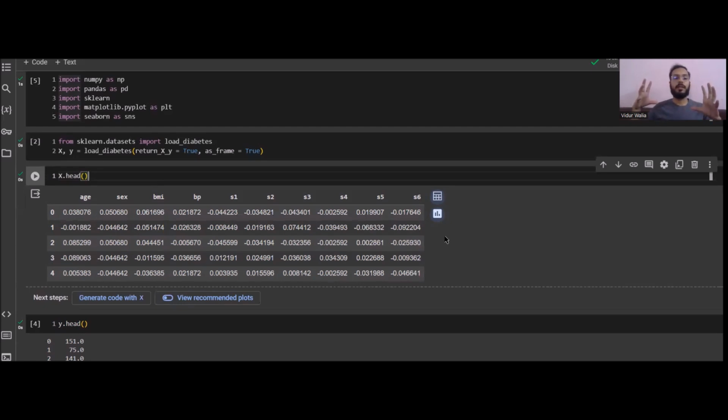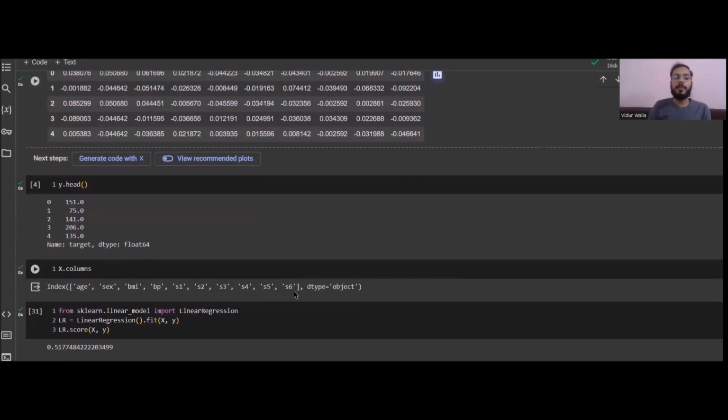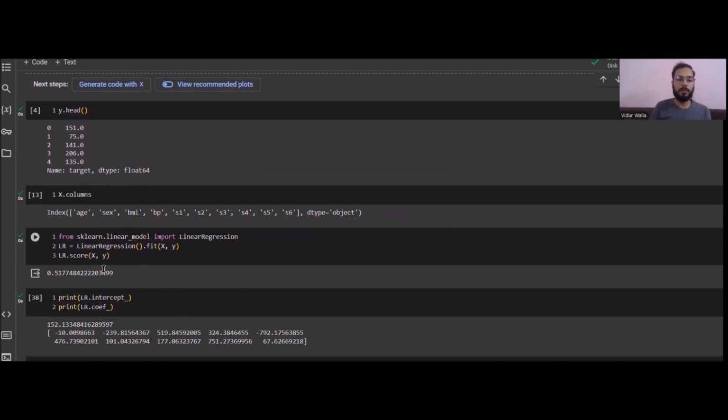For example, age could be from 10 to suppose 60, so the range is 50, right? Sex is 0 and 1, just a small range, right? So in order for us to get similar ranges for all of these values, we do a standardization. That is why these numbers might look a little weird to us over here. And after we have done the prediction, because we have done standardization, we will later on de-standardize these values to get the real results. But as of now, we will be focusing only on the R square value and the intercept and coefficient, because that is the scope of it, right?